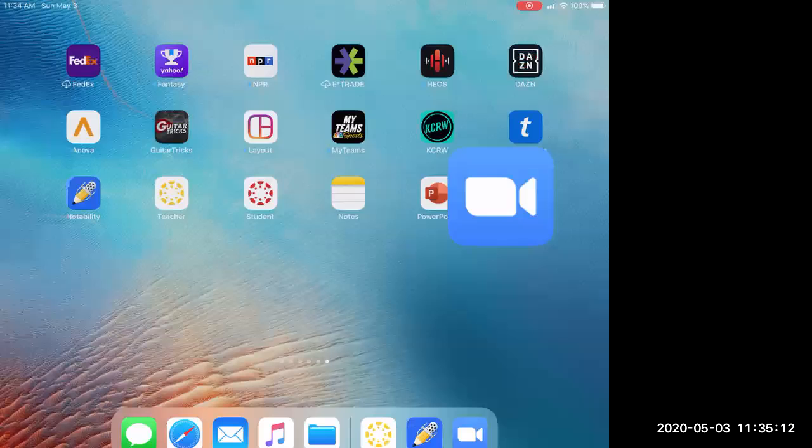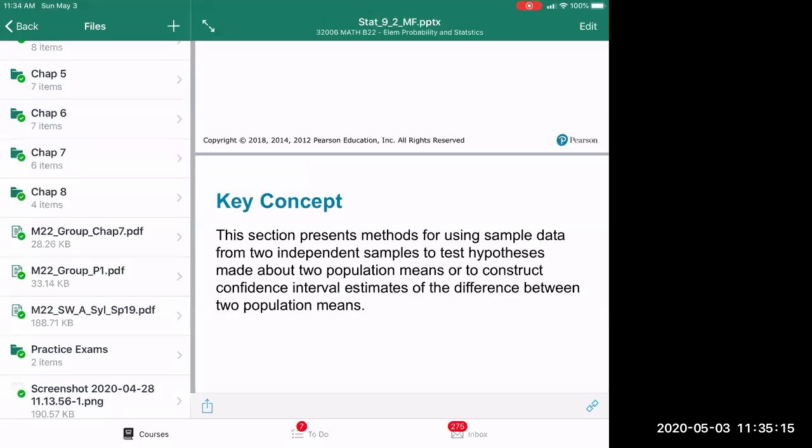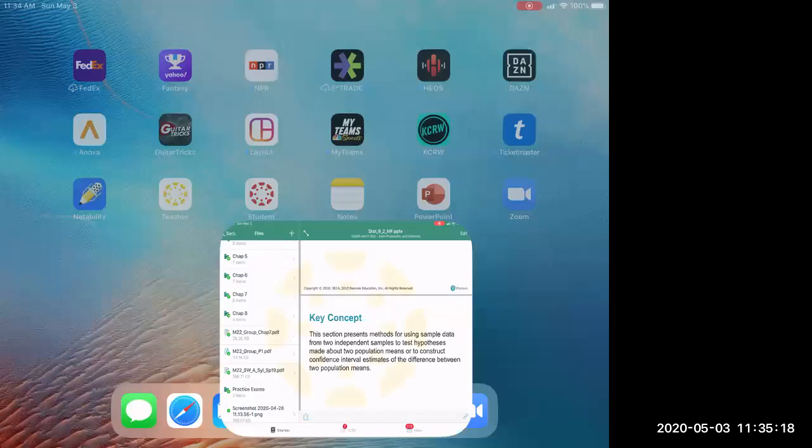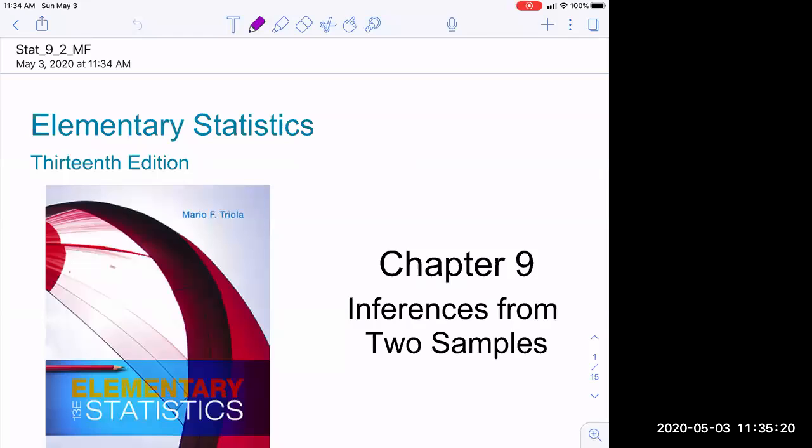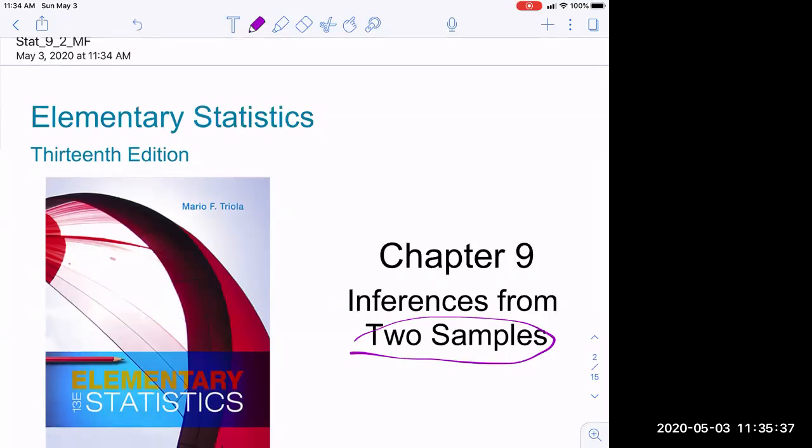Okay, last one, section 9.2. Wrong one. There we go. So the big thing we're doing now, which will help you with that last assignment, is now we're doing two samples and we're going to do two means. So this is section 9.2. Don't have time to do the entire chapter, so I picked this section.